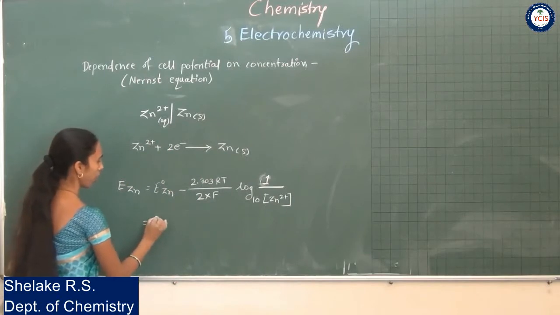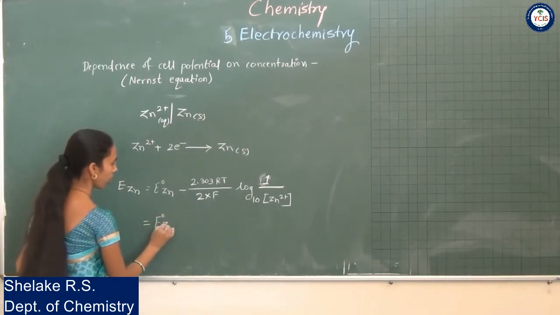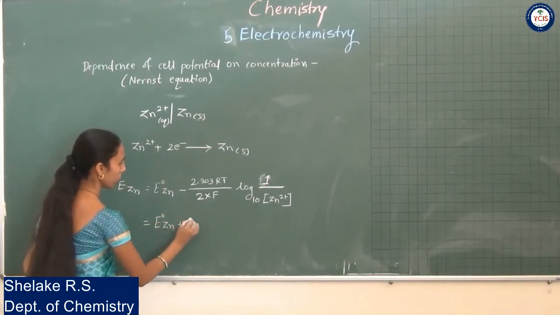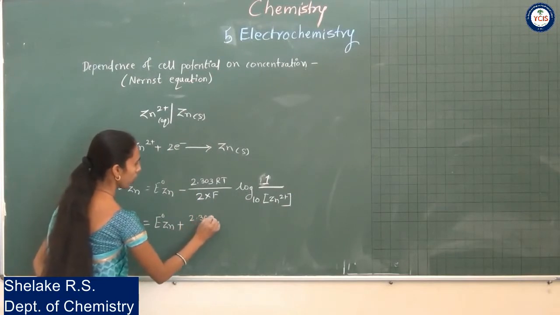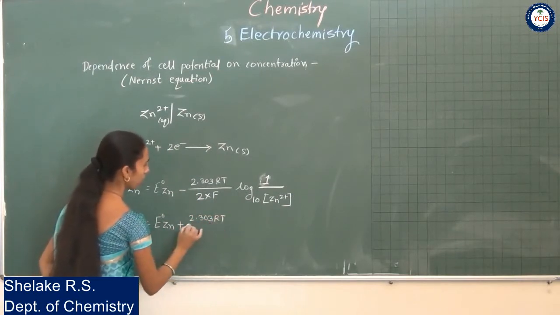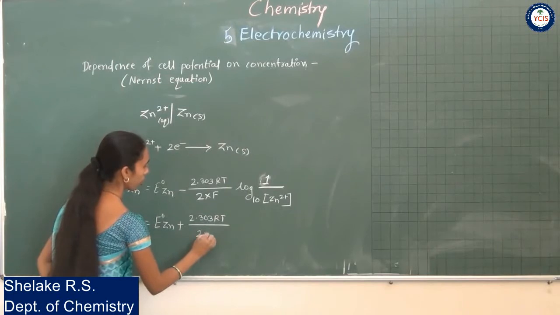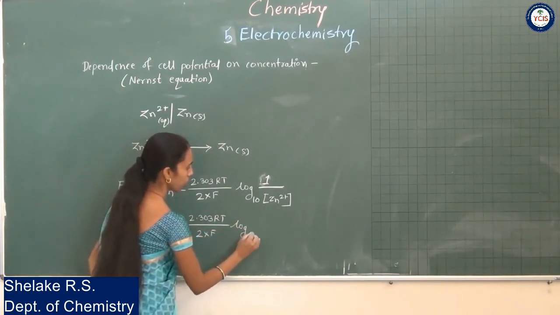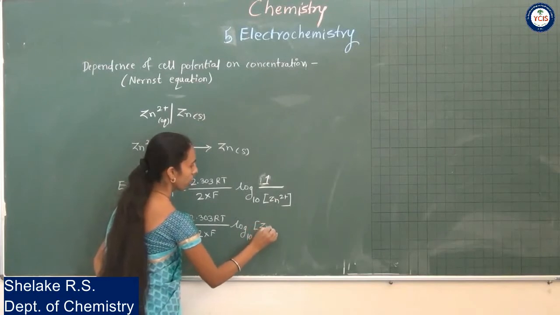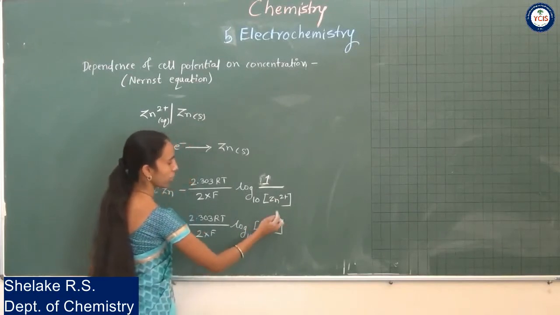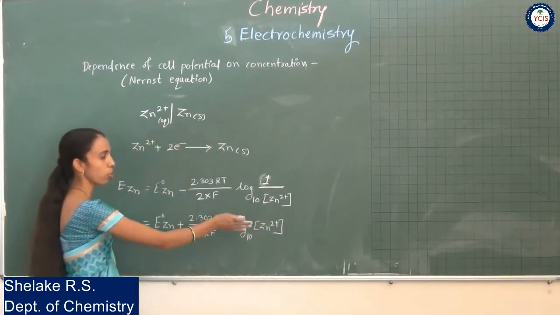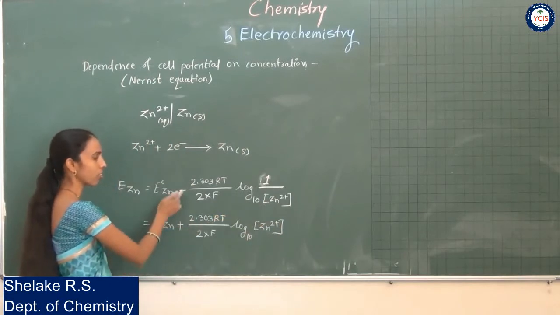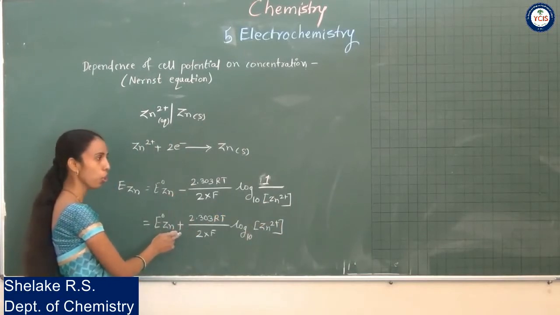Now you can write this as E0_Zn plus 2.303 RT divided by 2F log to the base 10 concentration of Zn2+. The concentration that was in the denominator is taken to the numerator. That is why the minus sign is converted into a plus sign.